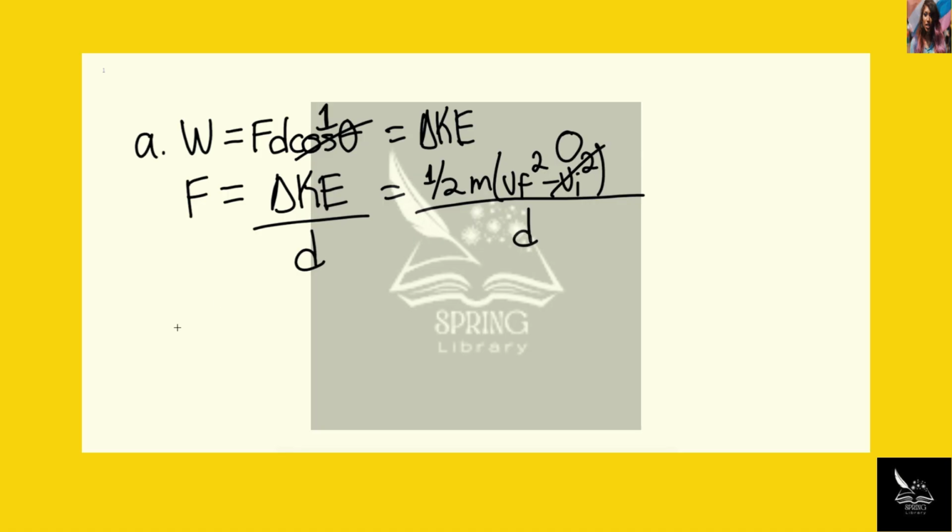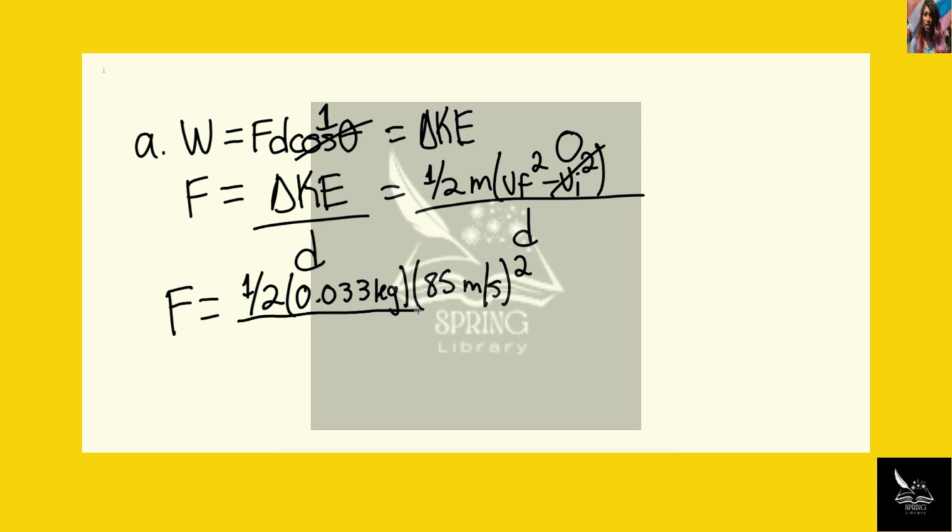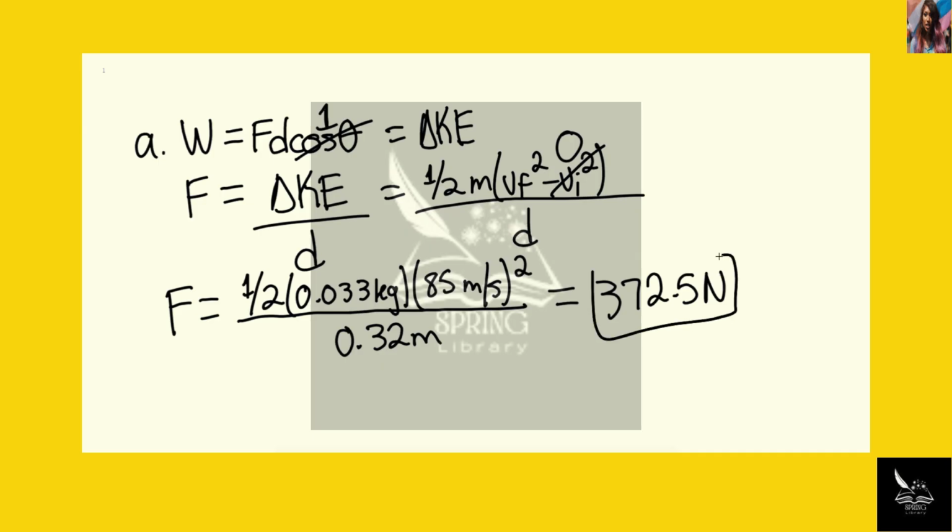So here, the force is going to be equal to 1/2 times the mass of 0.033 kilograms times 85 meters per second quantity squared divided by d, the distance of 0.32 meters, and we find that the force is equaling 372.5 newtons. And then part B asks us to find it in a different way.